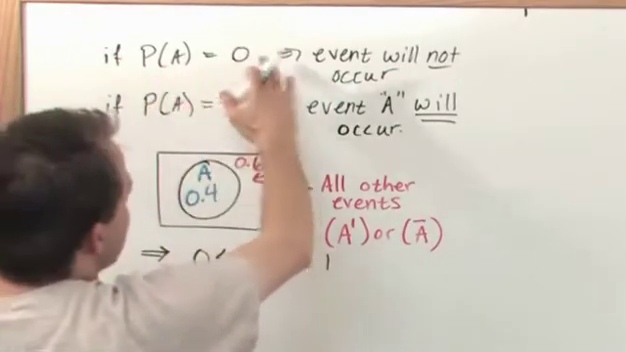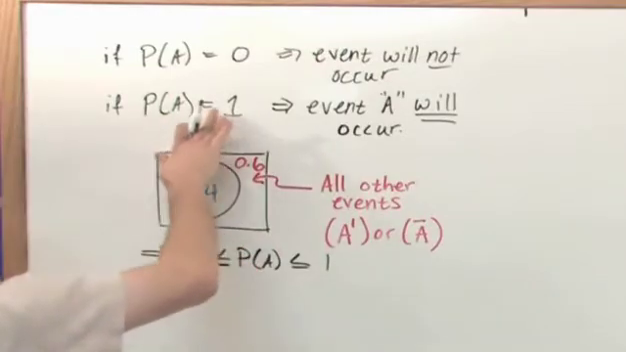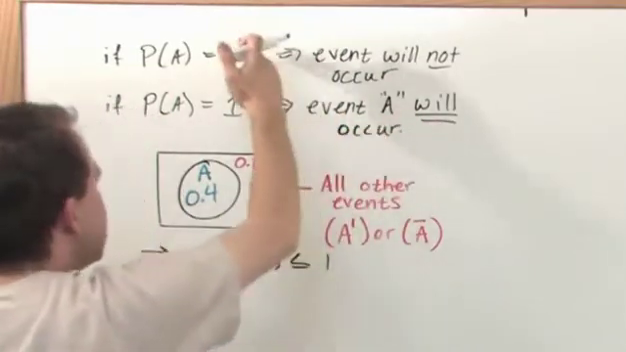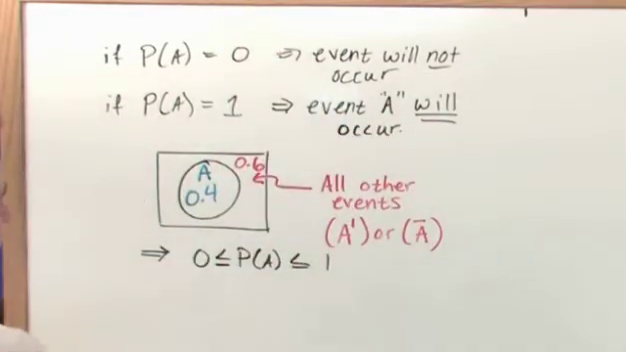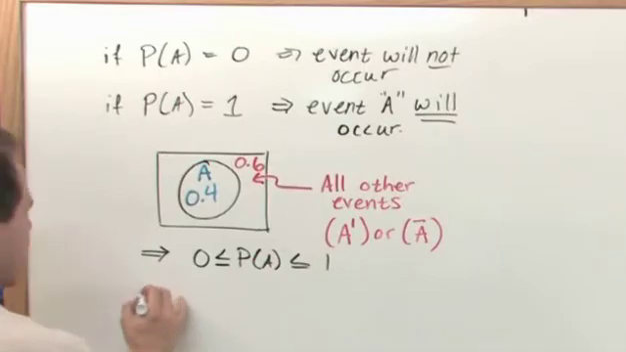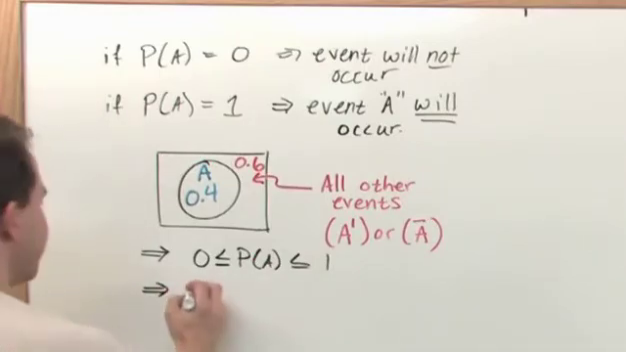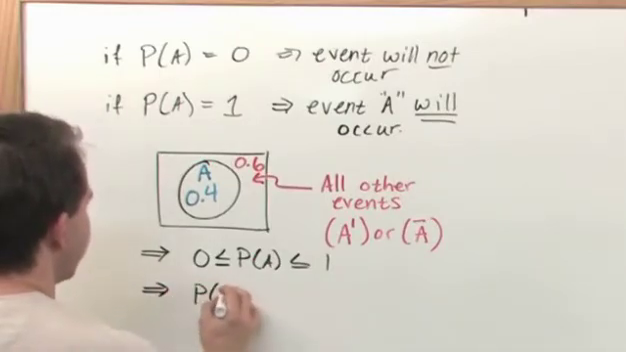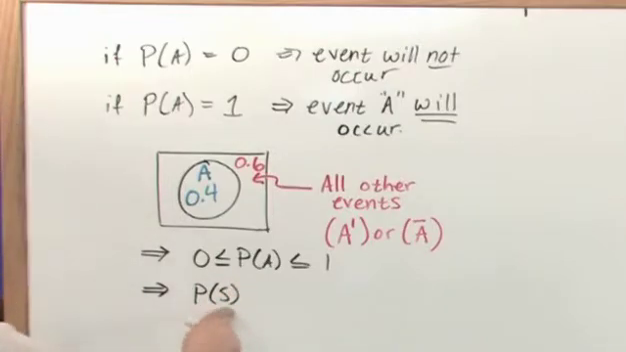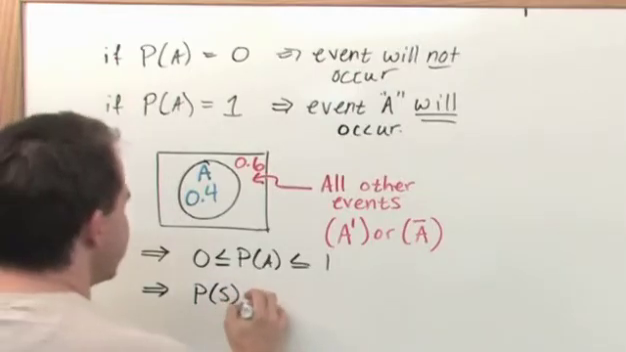If the probability of something is 0, it's not going to occur. If the probability of an event is 1, it will occur. Anything in between is a valid value of the probability. You can go from 0 to 1 inclusive. That's all that's saying, okay? All right. Now, I'm going to use some notation that some of your books will use: the probability of the entire sample space is equal to 1.